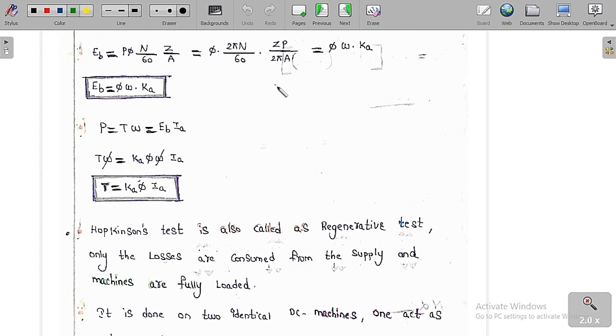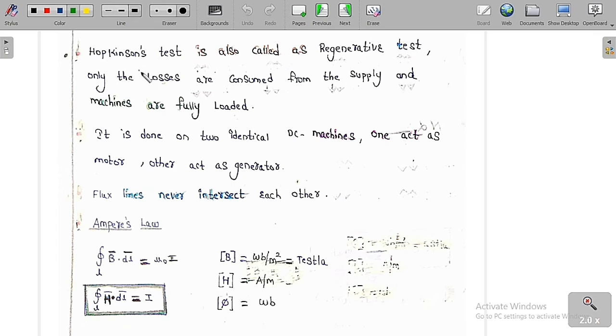So Eb is equal to phi into omega into K. P is equal to T into omega, which is equal to Eb into Ia. So T into omega equals phi omega K into Ia, so omega cancels and we get T is equal to K into phi into Ia. Therefore these are the two important relations that you always have to remember: T is equal to K into phi Ia, and Eb is equal to phi omega into K. The K value is the same for both these equations, which is equal to Zp by 2 pi A. It is fixed for a given machine.